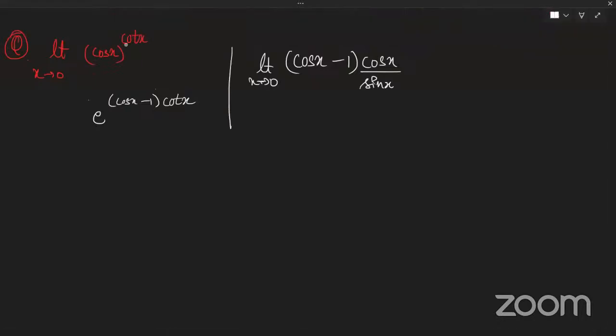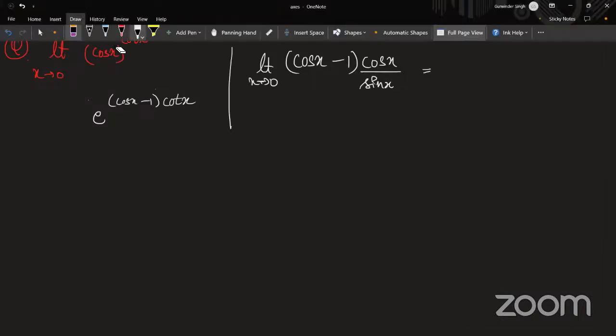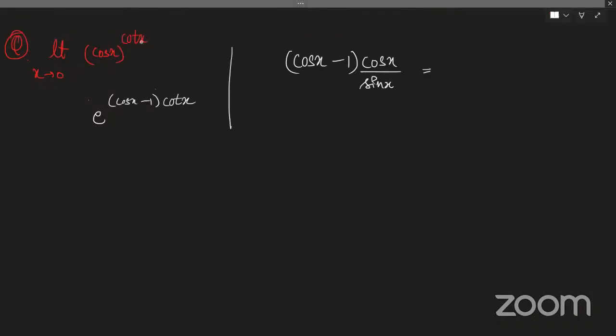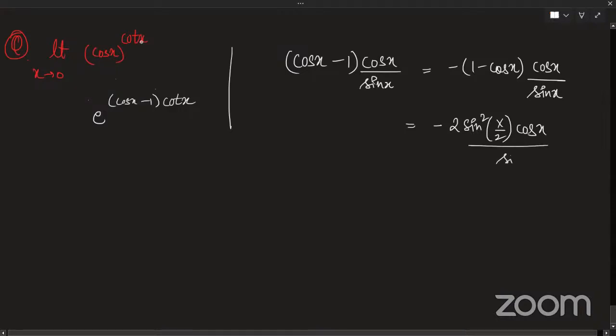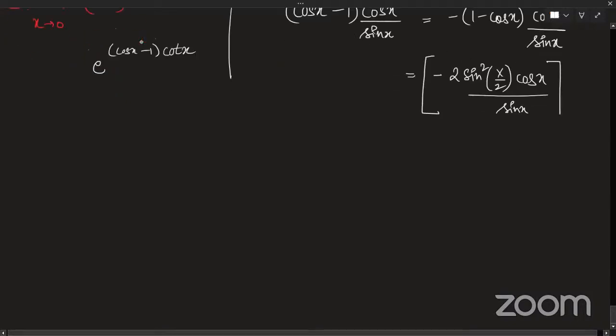So can you think what can I do of cos x minus 1? We have done it many times from now. So cos x minus 1 can be written as minus of 1 minus cos x. What is the formula for 1 minus cos x? It's minus 2 sine square x by 2 into cos x by sin x. Now tell me, what trick should I apply over here?